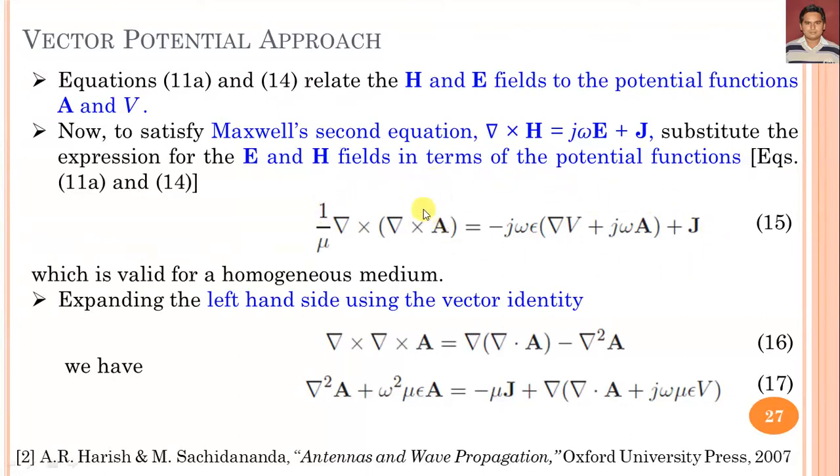So expanding the left hand side using the vector identity, del cross del cross A is equal to del of del dot A minus del square A. This is the vector identity, and we apply it in equation number 15. Then we get the expression that we have written in equation 17.